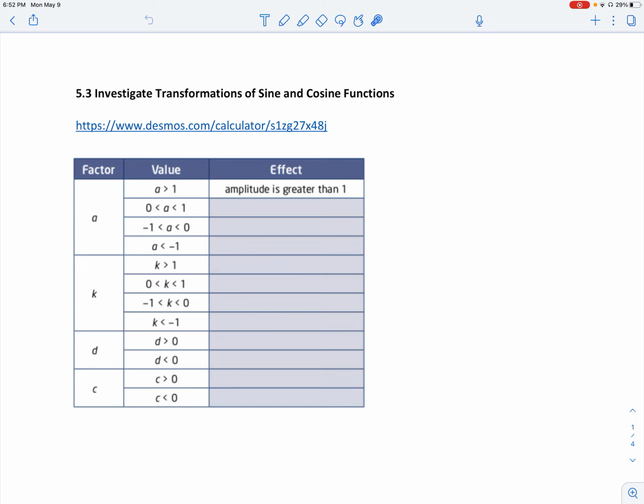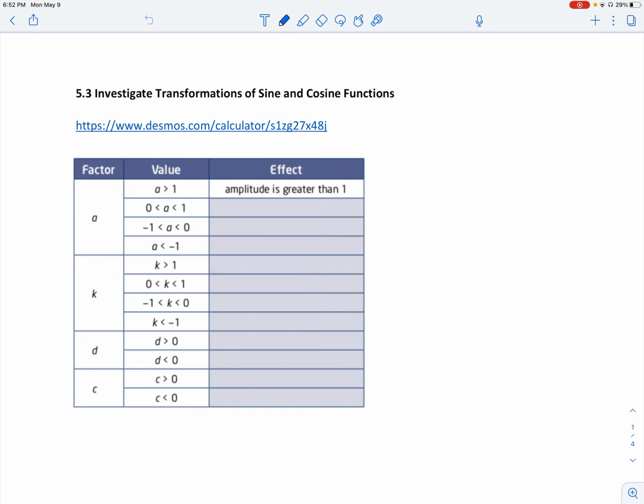Hi, welcome to our first video for 5.3, Investigate Transformations of Sine and Cosine Functions. In this video, we're going to learn how to apply all the transformations that we've learned in previous chapters to a basic sine and cosine function. In order to investigate these transformations, we're going to use Desmos, and we're going to apply the transformations and see how they change the base graph.